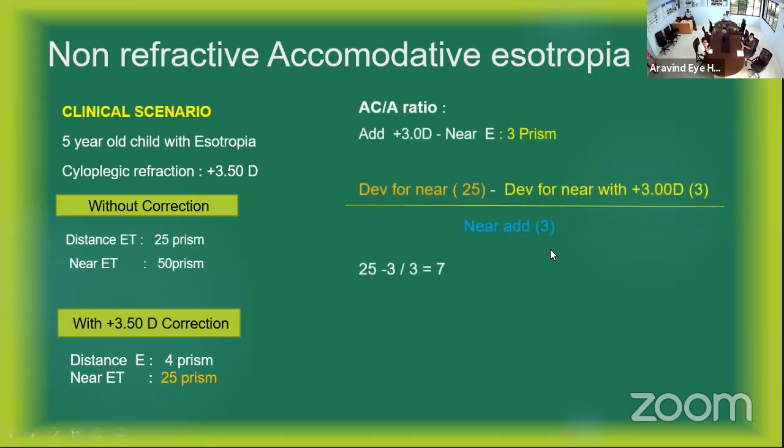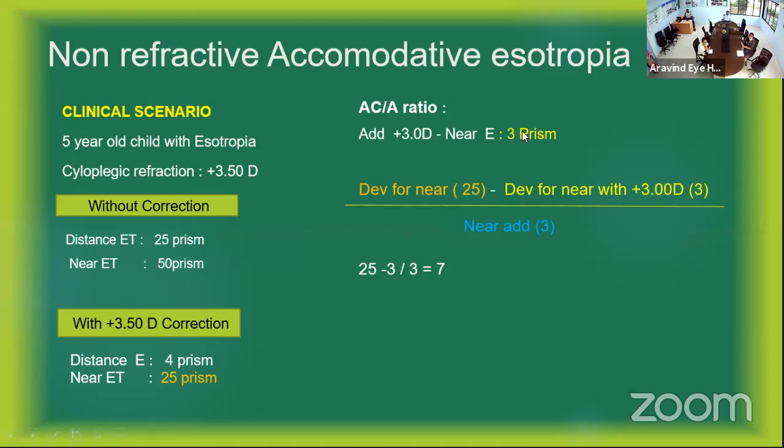It's not very complicated. You just see the correction with the near ET and then you have to put a +3 diopter add and see the deviation for near. You see that the deviation for near with the +3 add has reduced by 3. So now you put this 25 prisms and the deviation for near with +3 diopter, which is 3 prisms, and the near add, which we have used as 3. So it's coming to 7, which is high. AC/A ratio usually from 3 to 5 is normal. So anything more than 5 we consider as abnormal.